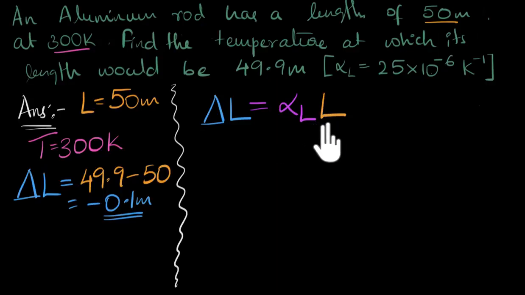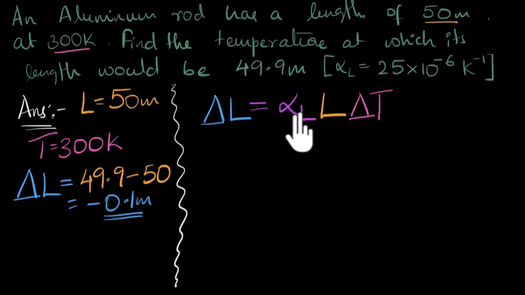But this would be for 1 Kelvin rise. What would happen if we had 2 Kelvin rise? Oh, this whole thing would be doubled. What if we had 3 Kelvin rise? Tripled. What if we have delta T Kelvin rise? In that case, we would just have to multiply this by delta T. So now that we have this connection, let's see what we know. We know delta L. We know alpha L. We also know L. We just have to now calculate delta T.